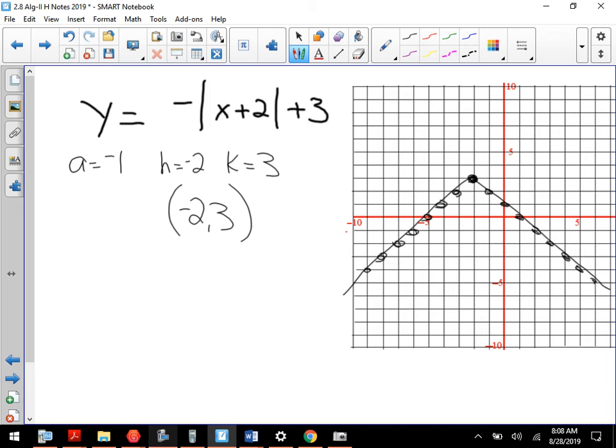Yes. It is very similar to a piecewise function. The domain is not restricted though. The domain for these things would be all real numbers. It is range restricted. In this case, the range would be all values that are less than or equal to 3. Does that make sense? This is a great question.